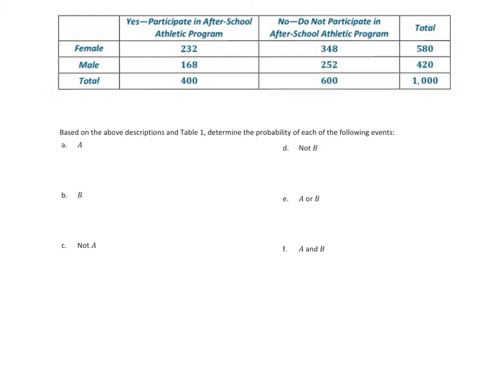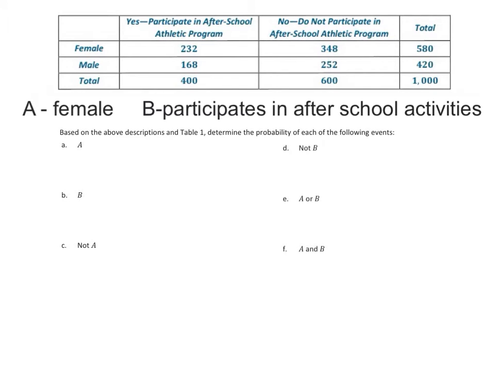Okay, so I'll just review this table. Please don't copy it down again. You already have it in your notes. Based on the following descriptions in Table 1, determine the probability of each of the following events. Let me remind you that A represents you're female and B represents you participate in after-school activities. I just want the probability of A. The probability I'm female would be 580 out of 1,000. Remember, you can represent this as a fraction, decimal, or percent.